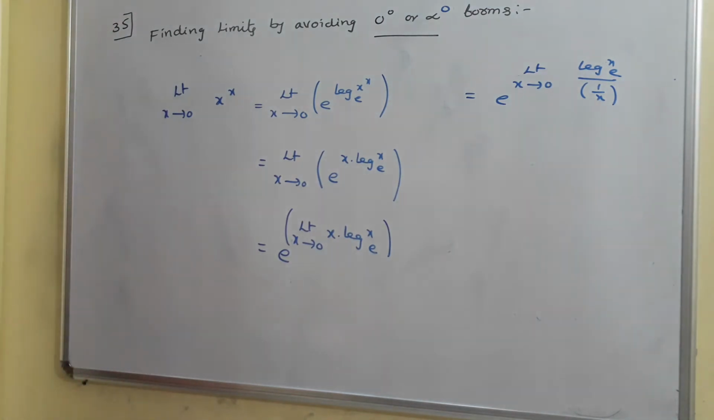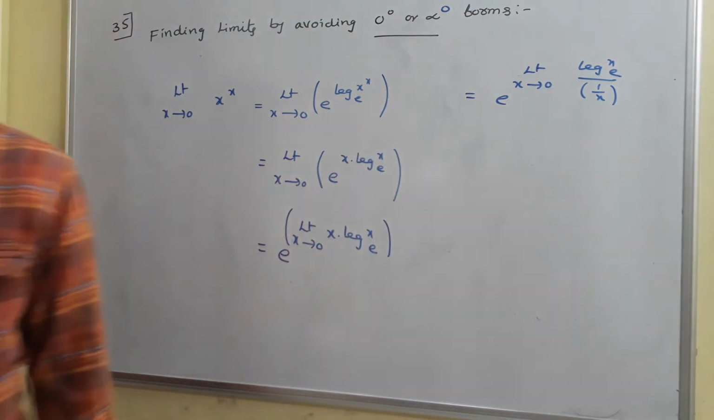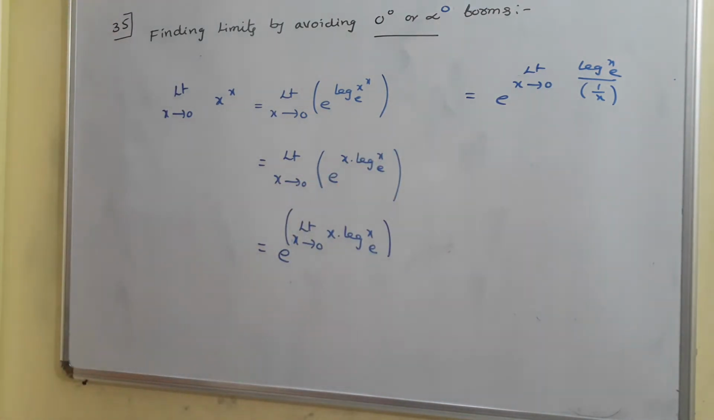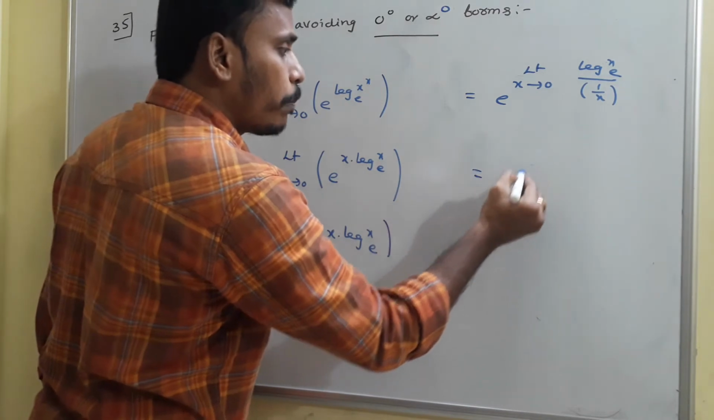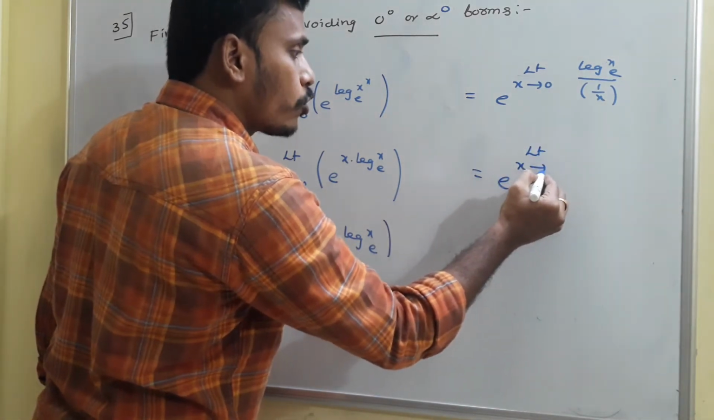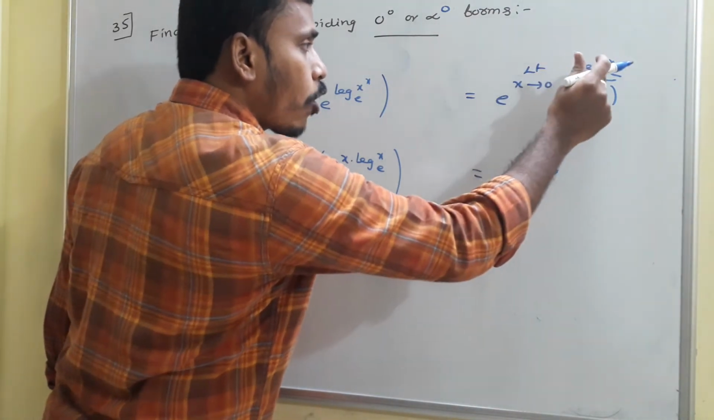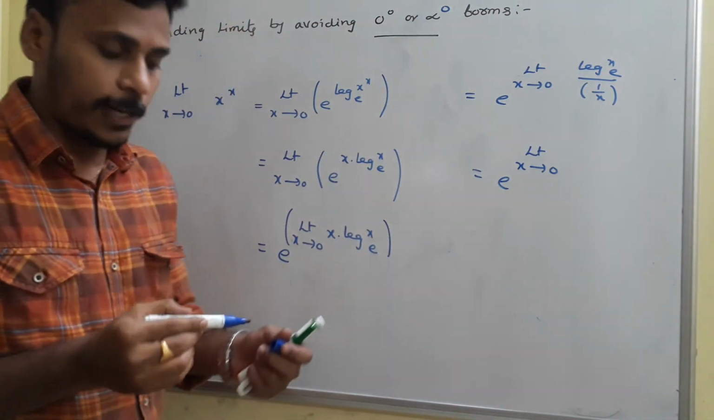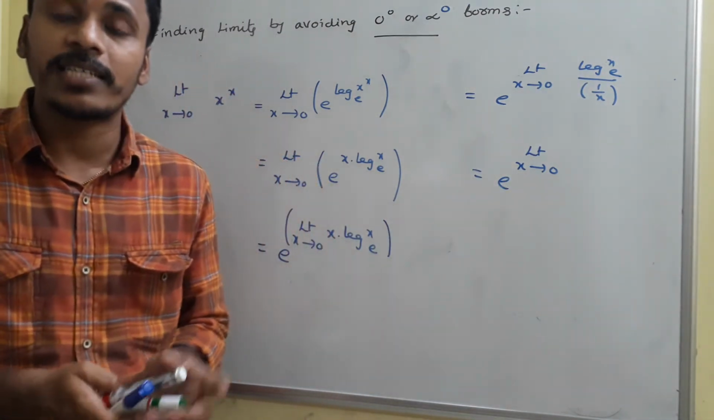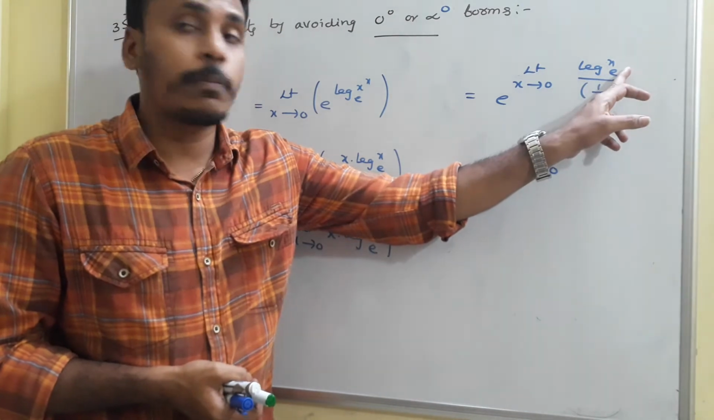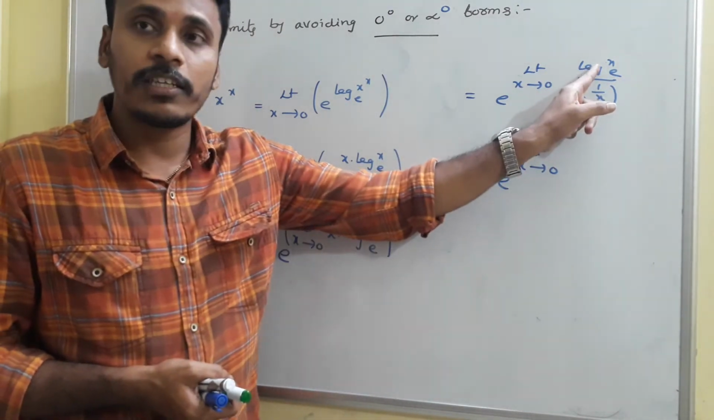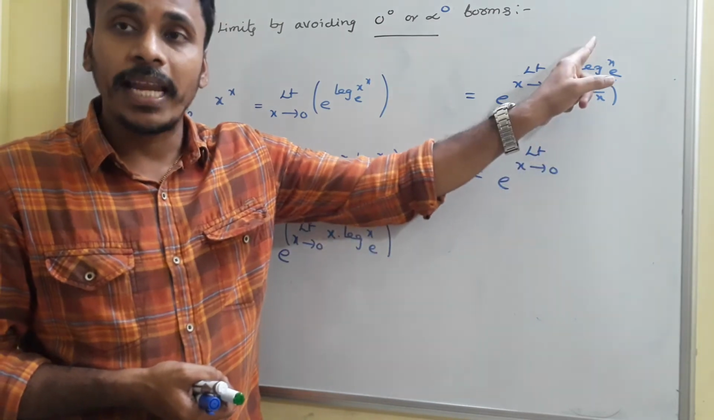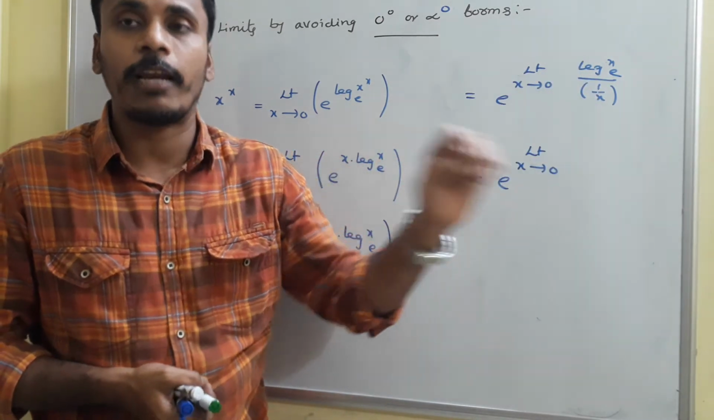Just observe it. See, this base e is a constant. Keep it aside. And the power is what? Limit x tends to 0 log x base e by 1 by x. And this is equal to e power limit x tends to 0. Direct replacement of x with 0 gives you infinity. In the initial classes I mentioned that log x base e as x tends to 0 is minus infinity. This is minus infinity, this is infinity. Minus infinity by infinity is an indeterminate form.